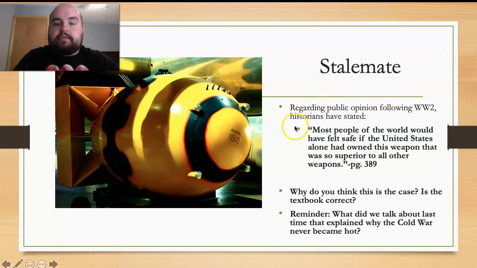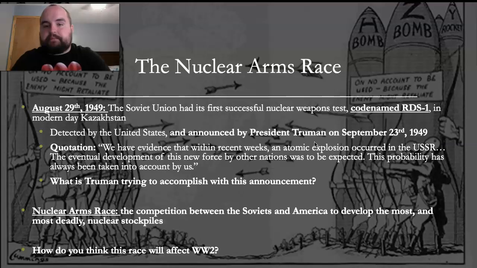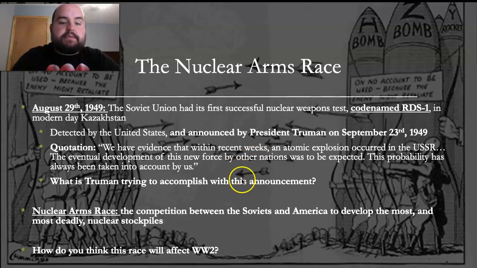The idea is that as soon as the Soviet Union got access to nuclear weapons, there was a guarantee that the threat of nuclear warfare was always going to be there. Because of this, there was a nuclear arms race between the United States and the Soviet Union. The nuclear arms race is reported to have begun on August 29th, 1949, when the Soviet Union had its first successful nuclear weapons test, code-named RDS-1, in modern-day Kazakhstan. This was detected by the United States very quickly and was announced by President Truman to the United States and the world by September 23rd, 1949.